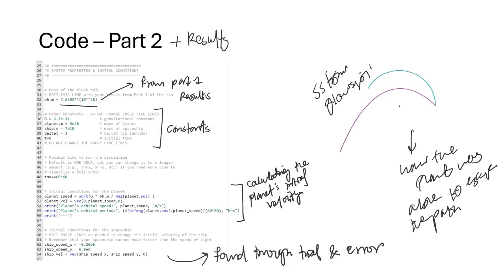found. So for part two, I just took the mass calculated from part one. These are the constants that were there, and then I used that to calculate the planet's initial velocity, which I needed. And for that, I just used bh.m, which is just the mass of the black hole. And then through trial and error, I found the Vx and the Vy. And here's a screenshot from the Glowscript and how it was able to escape the path.